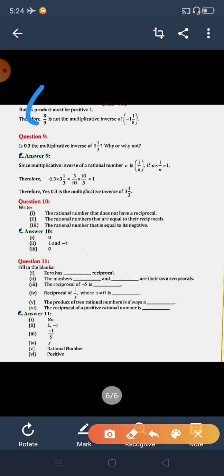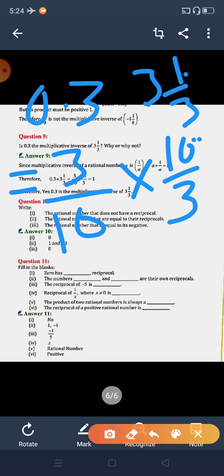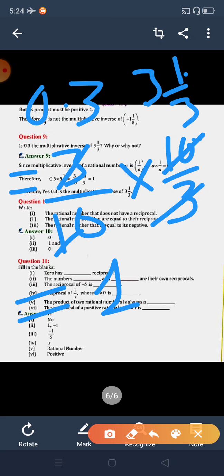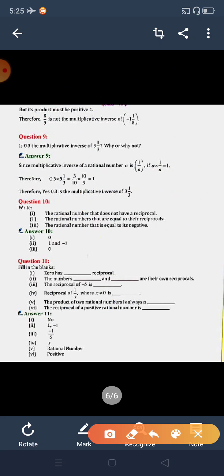So 0.3 we can write as 3 by 10, and you are given 3 and 1 by 3. 3 threes are 9, 9 plus 1, 10 by 3. Simply multiply, 10 cancels 10, 3 cancels 3, the answer is 1. That means both are multiplicative inverses. Clear?